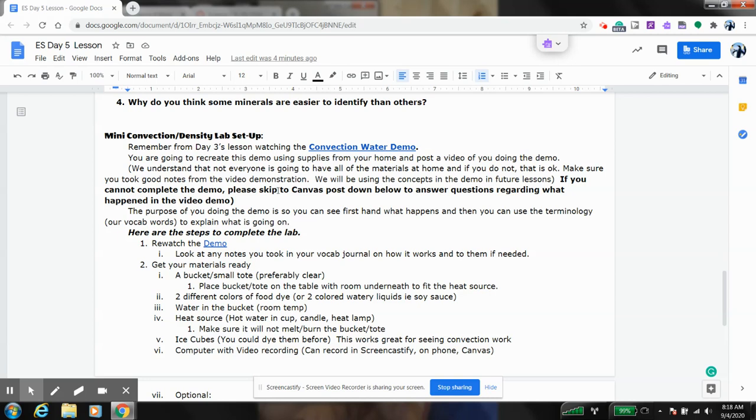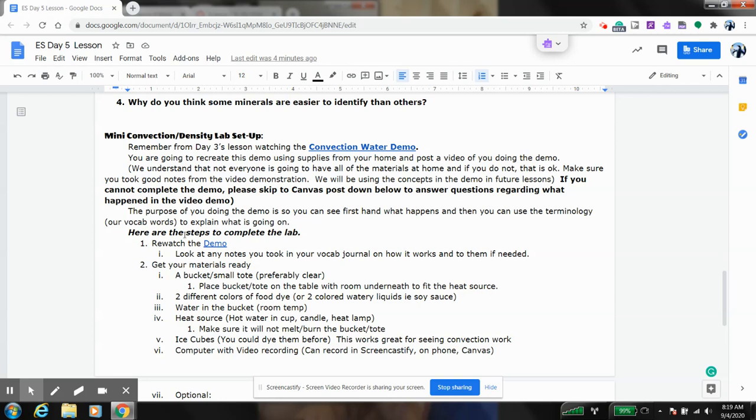On a side note, we do understand that not everybody has all of the supplies, and we don't want you to run out and go buy stuff. If you don't have it, what you're going to do is follow the directions on here if you don't have the materials. If you do have the materials, we want you to complete the lab.